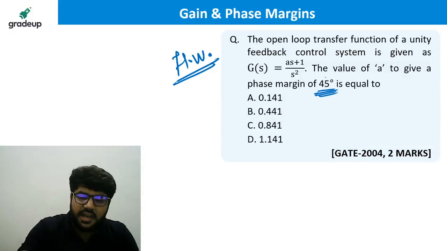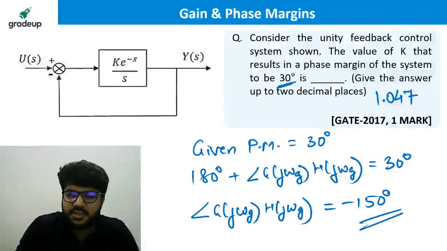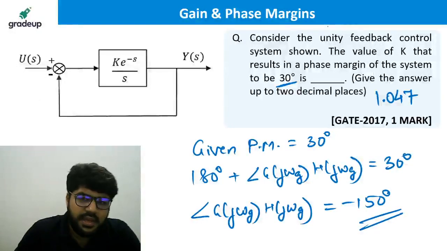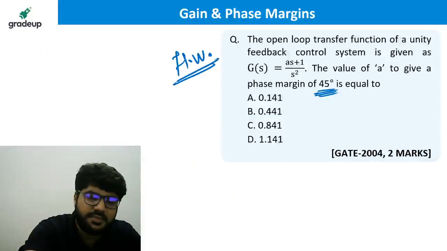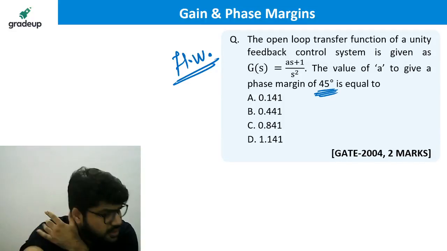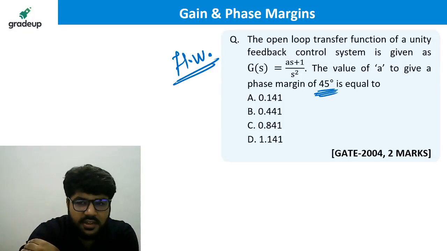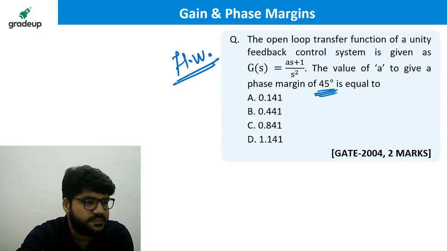Similar question. In the previous question also phase margin was given. The previous one was GATE 17, an NAT question, 1 mark. So phase margin was given and we solved. Similarly, you can take the phase margin of 45 degrees and solve. You'll be able to solve it. So this is your homework. This is another homework for today. Take a screenshot of the homework.